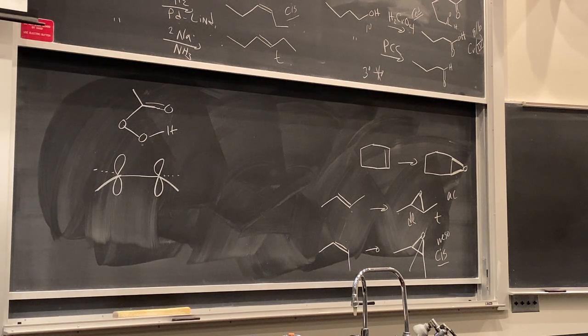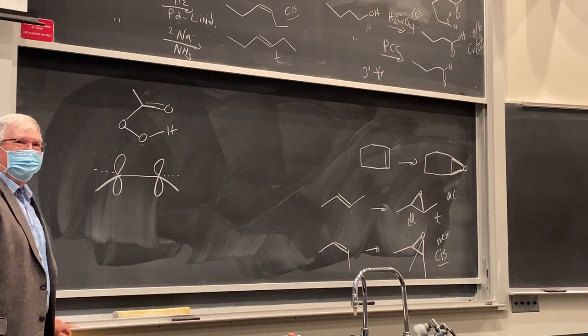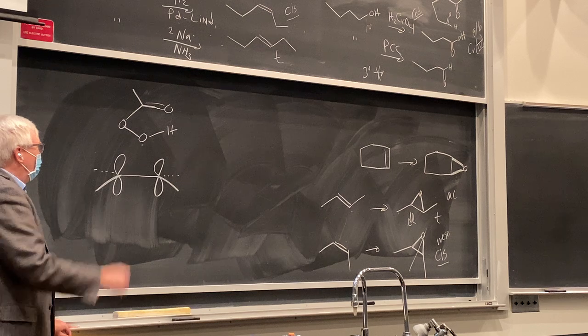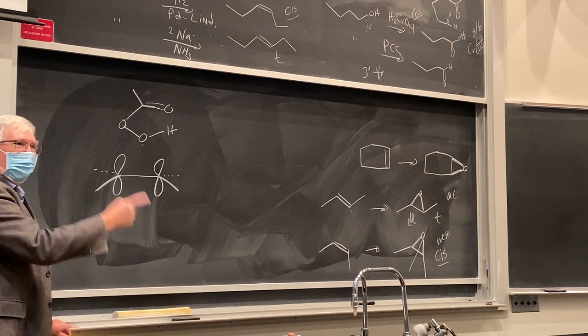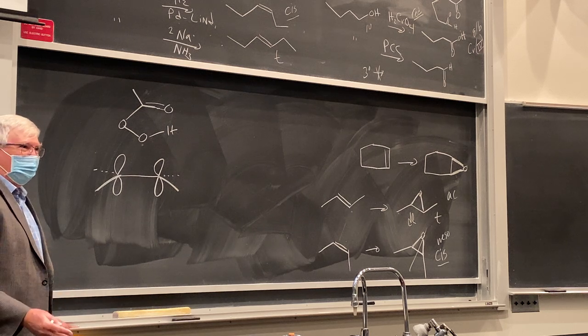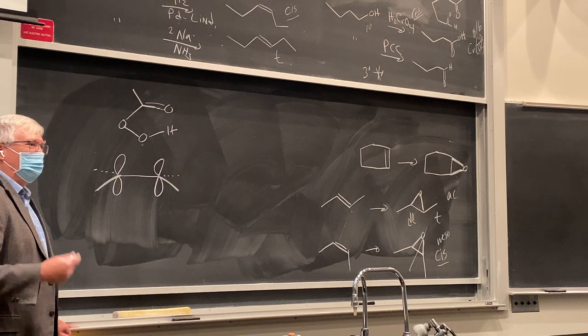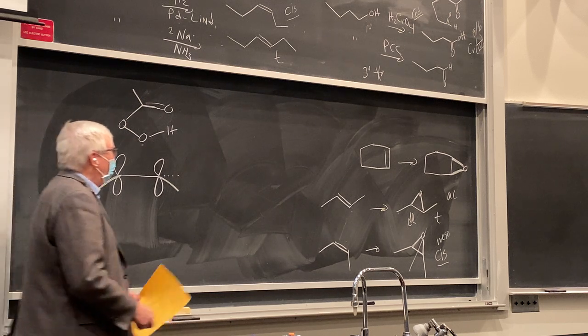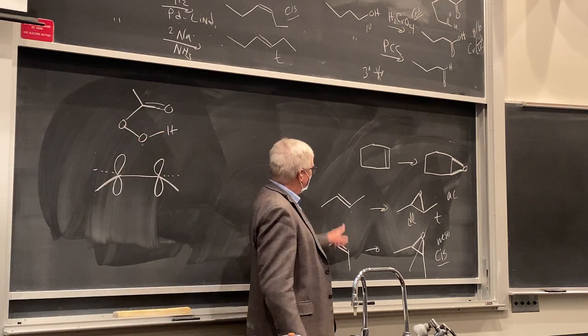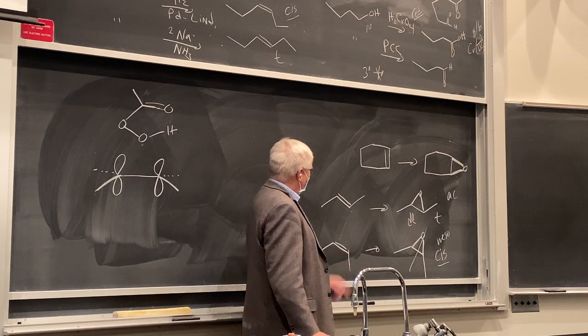This mechanism is called the Bartlett mechanism, developed by Paul Bartlett at Harvard in the 1950s. It was the first time the mechanism accounted for all of the observations for epoxidation. It's been confirmed theoretically in a number of other experiments. This reaction I'm going to show you is the actual one. And it's stereospecific. The trans alkene goes to trans epoxide, cis to cis.